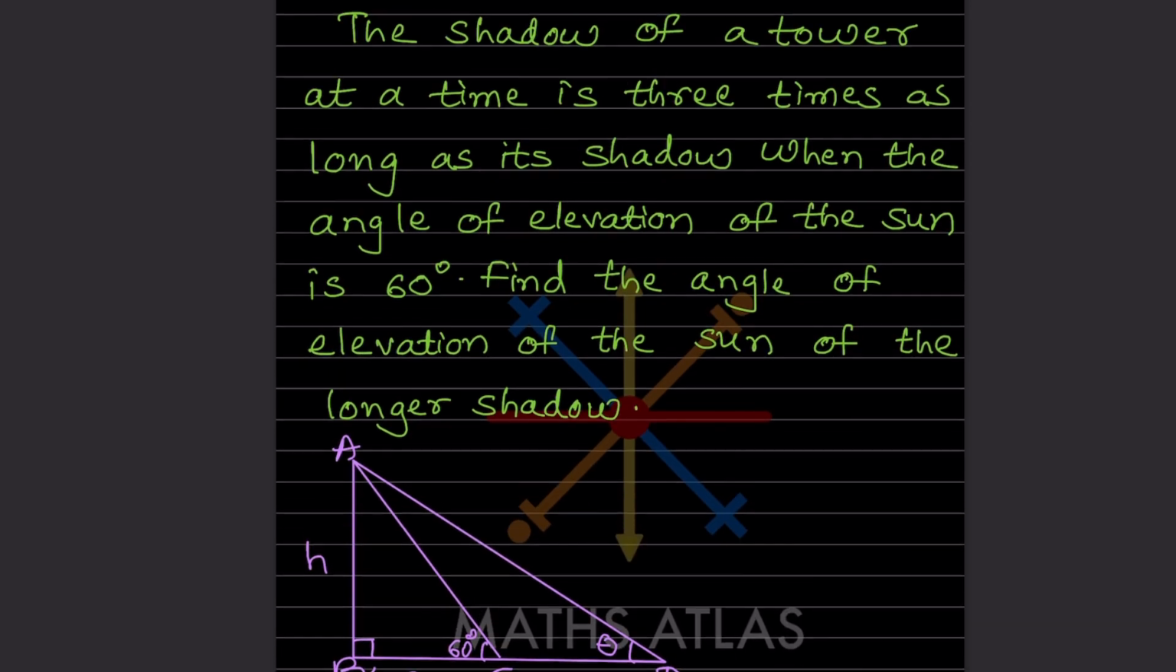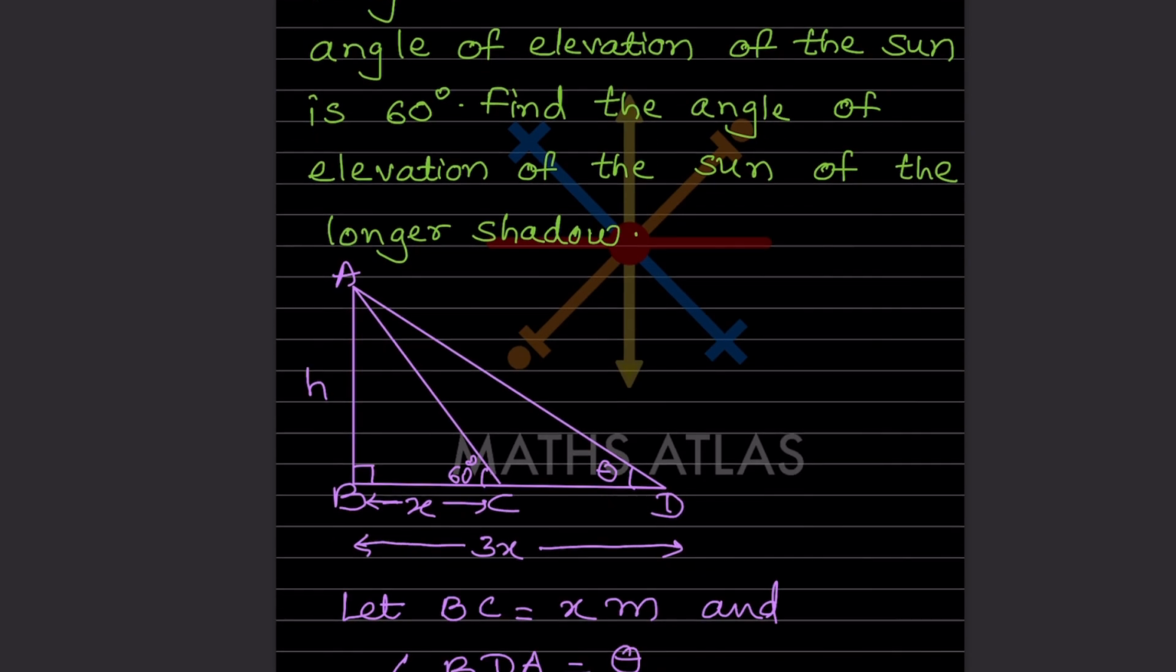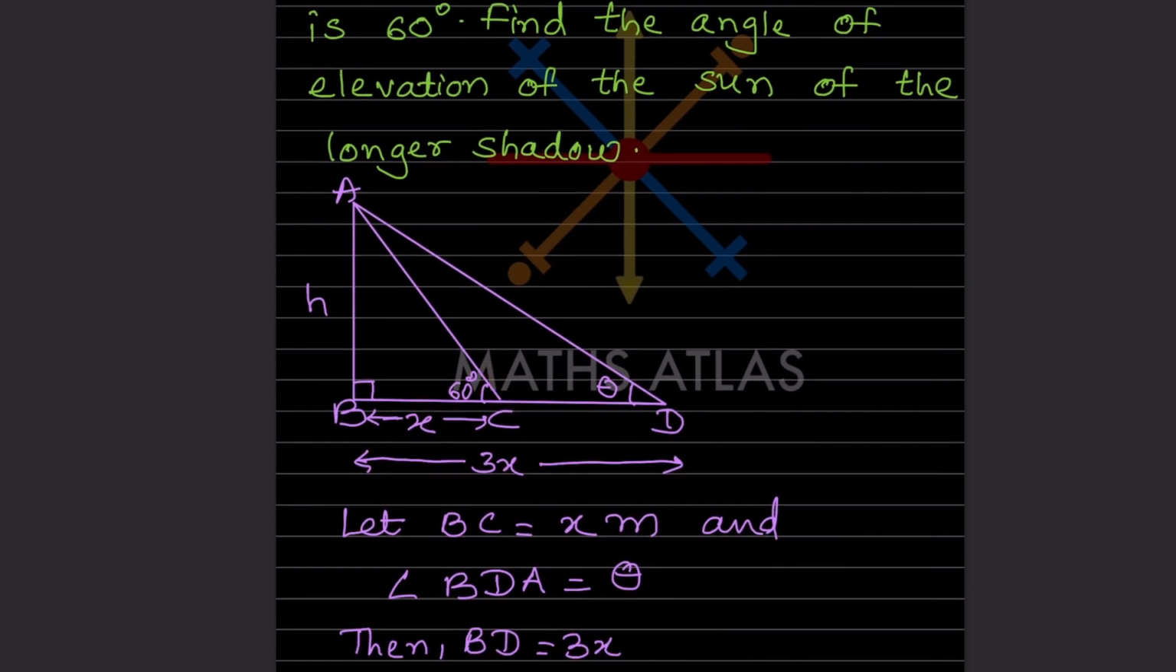Now they said the shadow of a tower at a time is 3 times as long as its shadow when the angle of elevation of the sun is 60 degrees. So here at 60 degrees, if this is x, then 3 times means that is going to be 3x. So this is important. Now BC, as I told you, is x, and then let us consider this angle BDA as theta, and BD will be 3x, because that is 3 times.